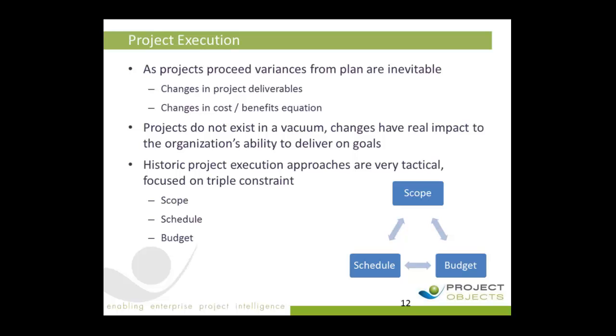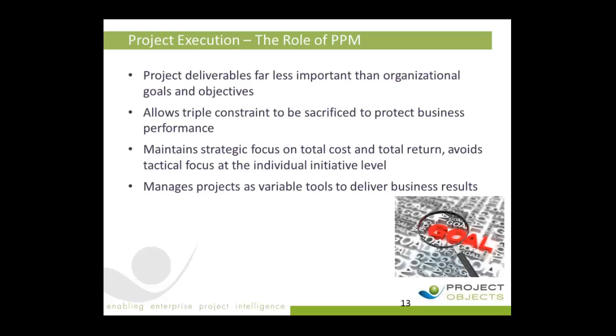From a portfolio management standpoint, we have to look at this to say the deliverables are far less important than the impact of those project deliverables on the organizational goals and objectives. We must be prepared to sacrifice some of those constraints in order to protect business performance. We may remove scope from a project. We may add budget to a project if that's the right strategy for making sure the goals and objectives are met. It may be better to spend more money to increase the cost side of the equation in order to preserve schedule because the long-term benefits are worth it. On the other hand, it may be better to allow the project to delay for a little bit because the additional cost can't be justified.